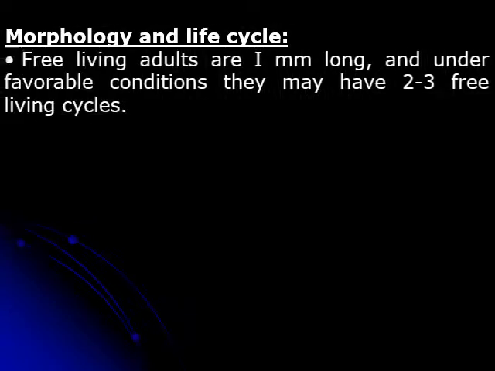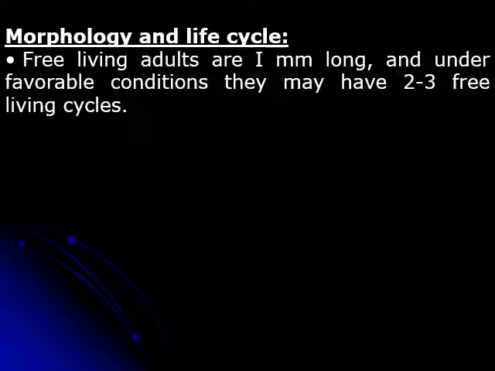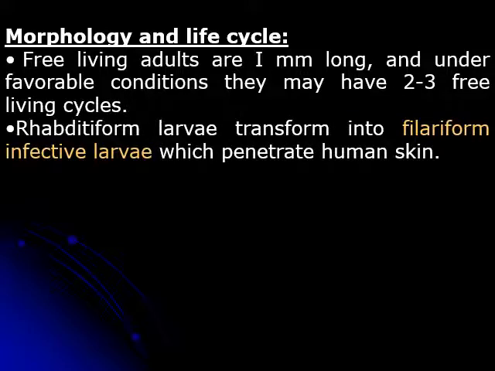Morphology and life cycle. The free-living adults are 1 millimeter long, and under favorable conditions, they may have 2 to 3 free-living cycles. The rhabditiform larvae transform into filariform larvae, which can infect and penetrate human skin if they find a human in their environment.